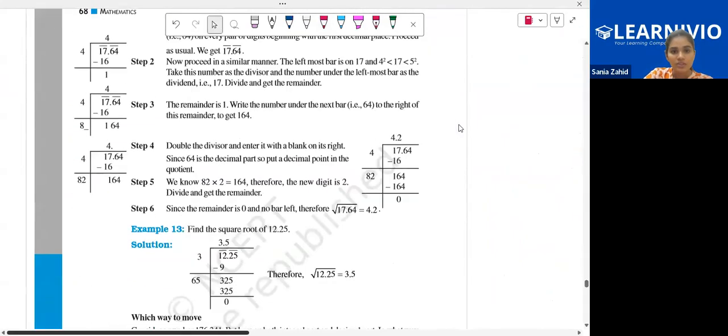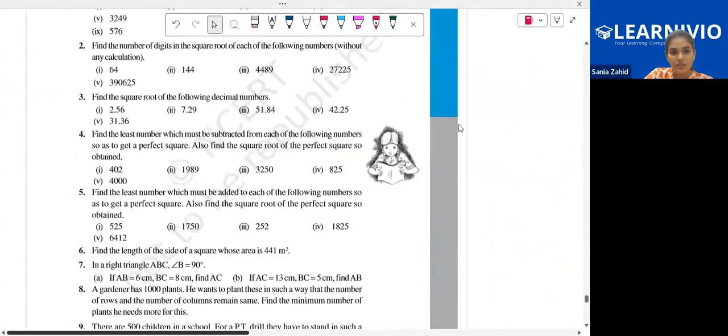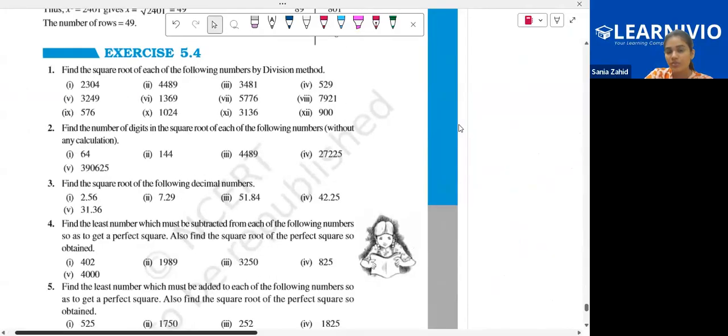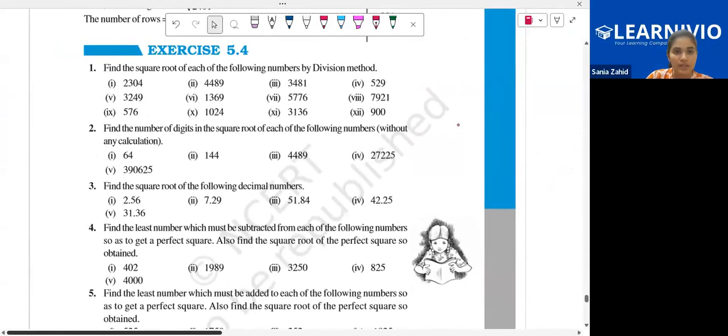Now, first we will practice these questions only. You have to find the square root of each of the following by the division method. So again, one question all of you will do. Harmeen, you do this one. Then Mustafa and Rida, you do this one. Okay, I will give only 5 minutes, children. Quickly do it and then we'll discuss. Okay, ma'am.